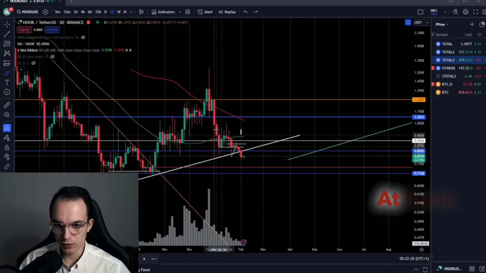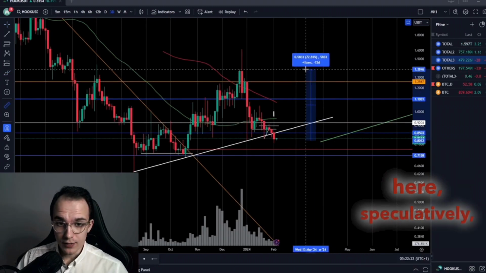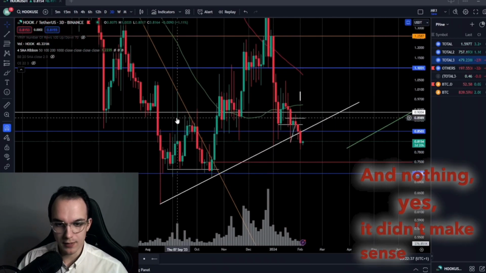Suits me, at least with a spot portfolio. Speculatively, it didn't go here, a double bottom wasn't formed. It didn't make sense to enter the position here.